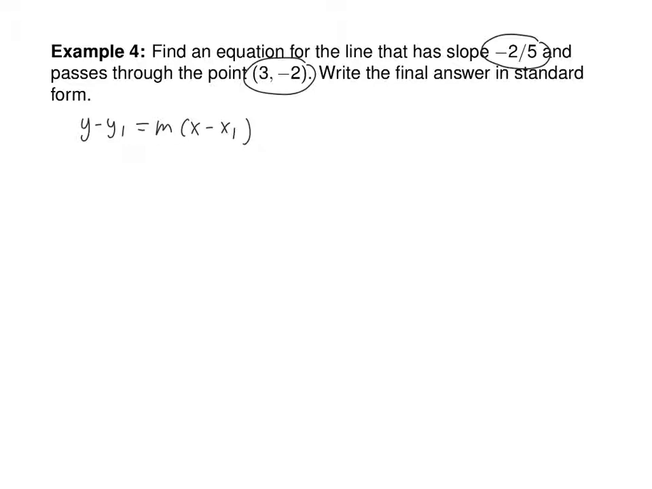So what goes in for m? -2/5. Mm-hmm. And what goes in for y1 and x1? 3 and -2. Mm-hmm. Who goes in for y1 specifically? -2. So that becomes y minus -2 equals -2/5 times x minus 3. Is that okay? Let's just simplify a little and say that's y plus 2 equals negative 2 fifths times x minus 3.